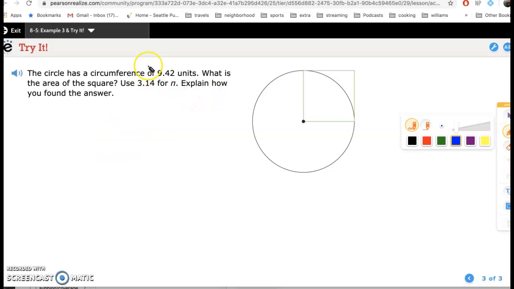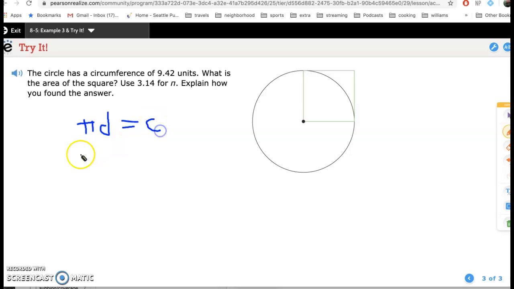So we have two formulas here that we need to figure out, because we have to find the area of a square, and we know the circumference of the circle. If we remember our circumference of the circle, we can write that as pi d equals circumference, and length times width equals area of the square.